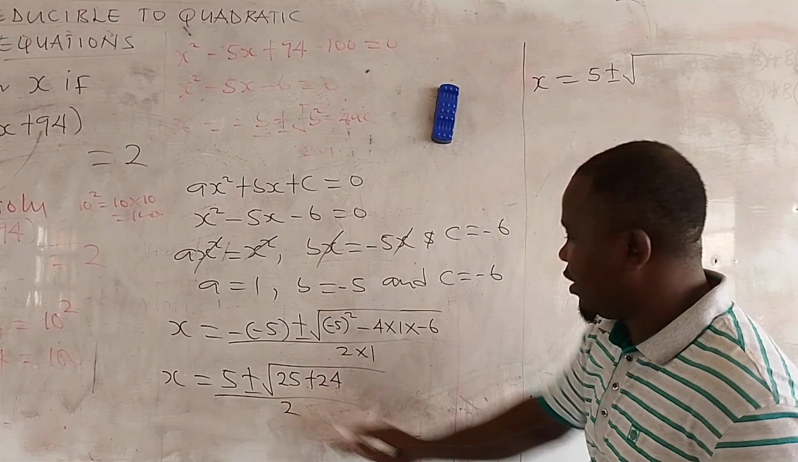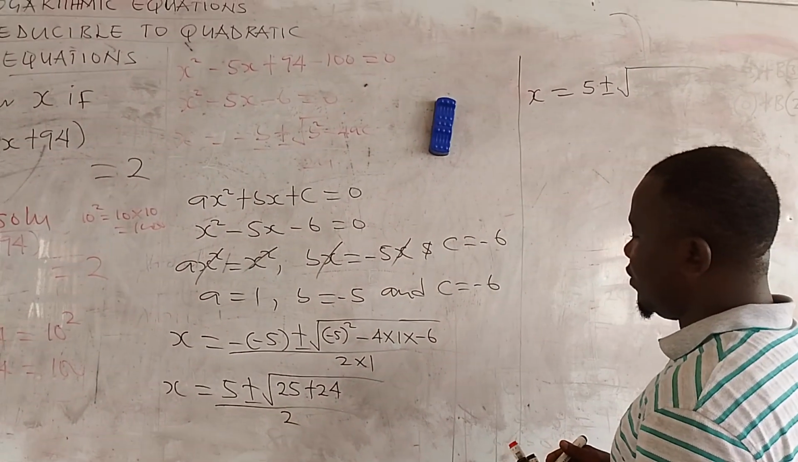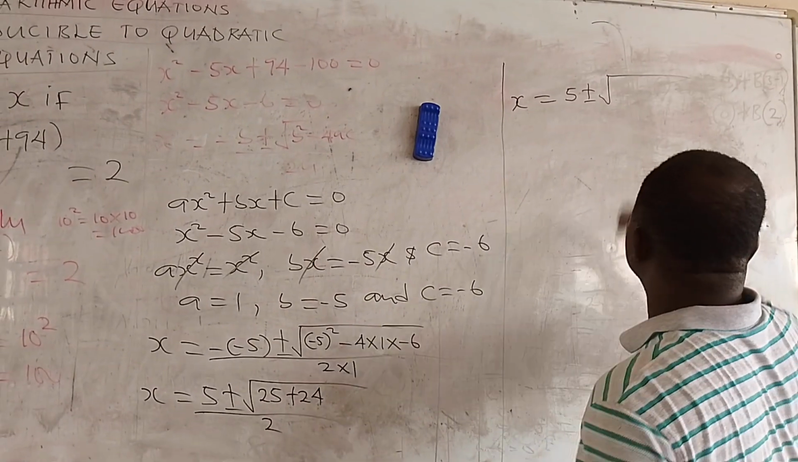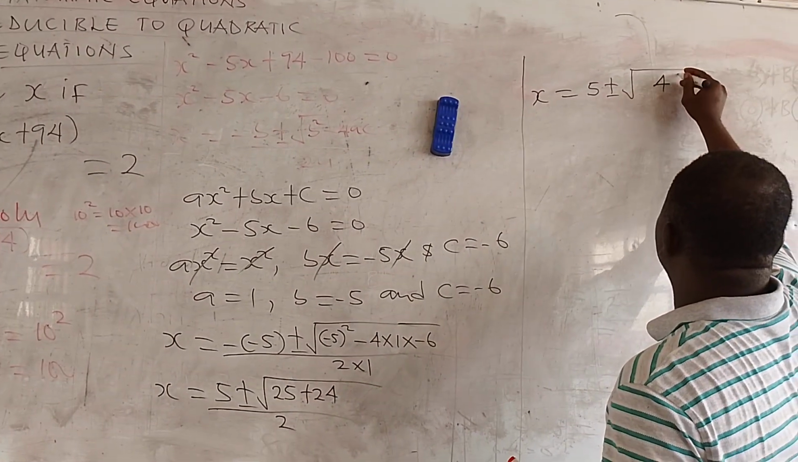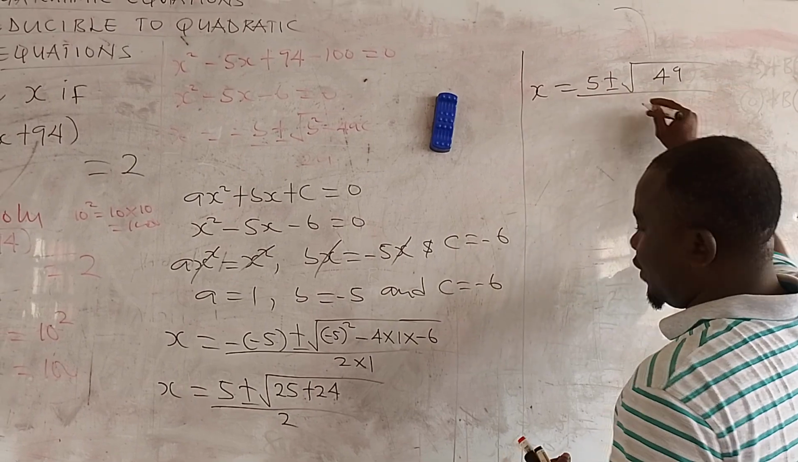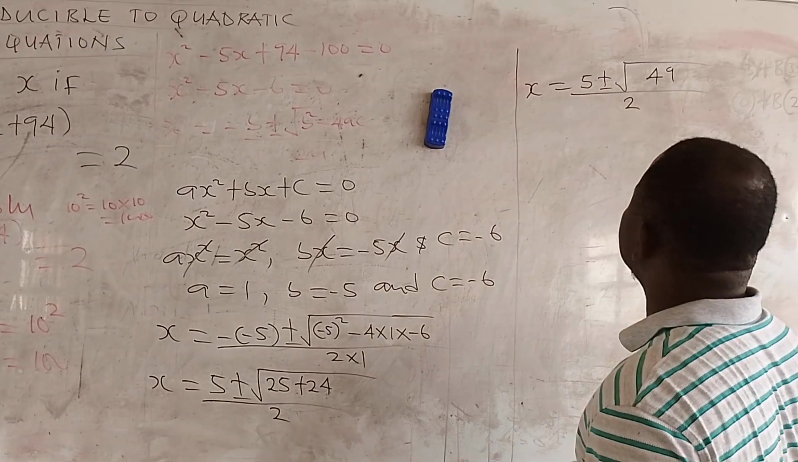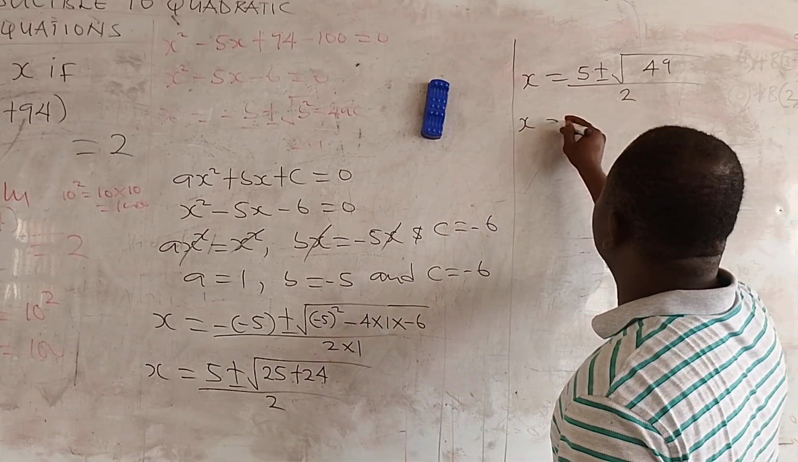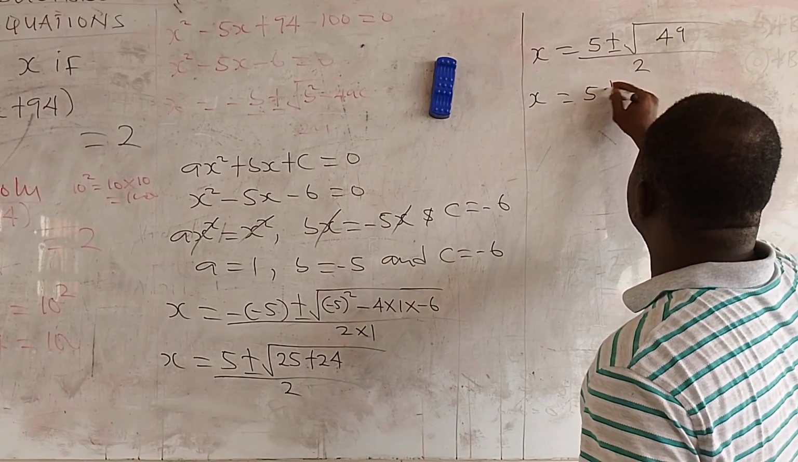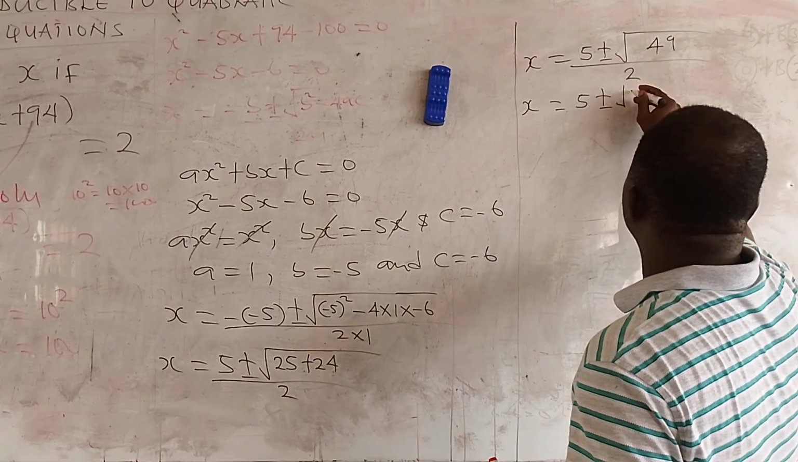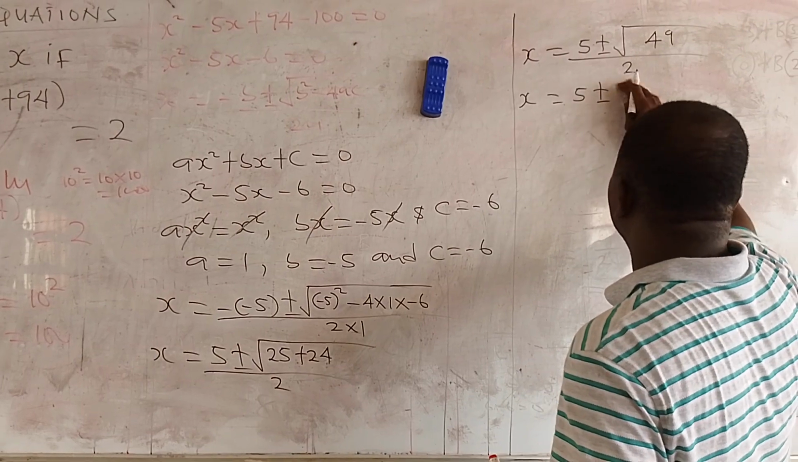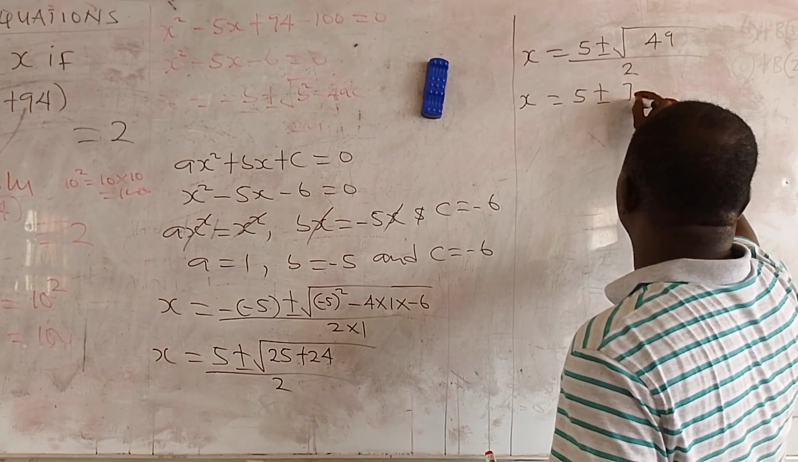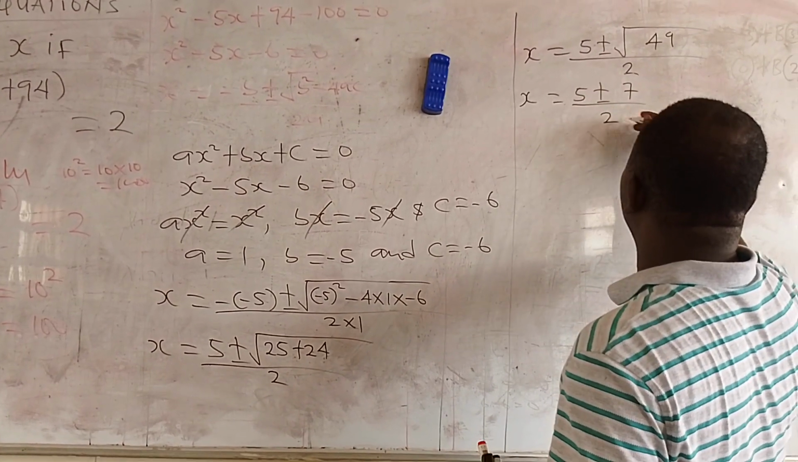what do you have here? 25 plus 24 will give us what? 49, isn't it? Square root of 49 all over 2, isn't it? Then, what is the square root of 49? We know that 49 is a perfect square, isn't it? So the square root of 49 will give us what? 7. True or false? So 7 all over 2.